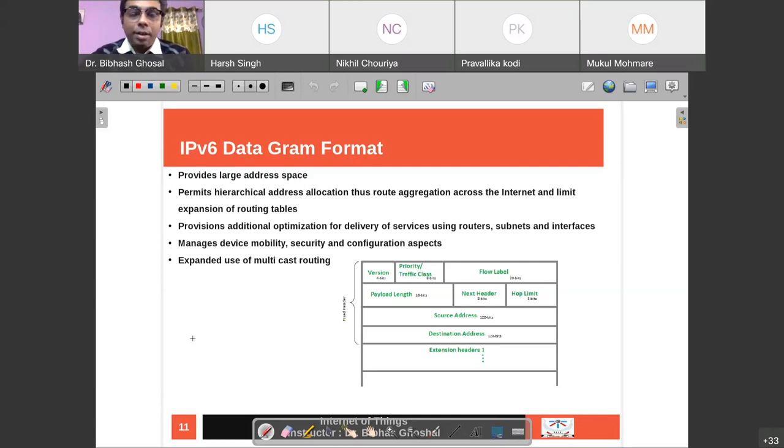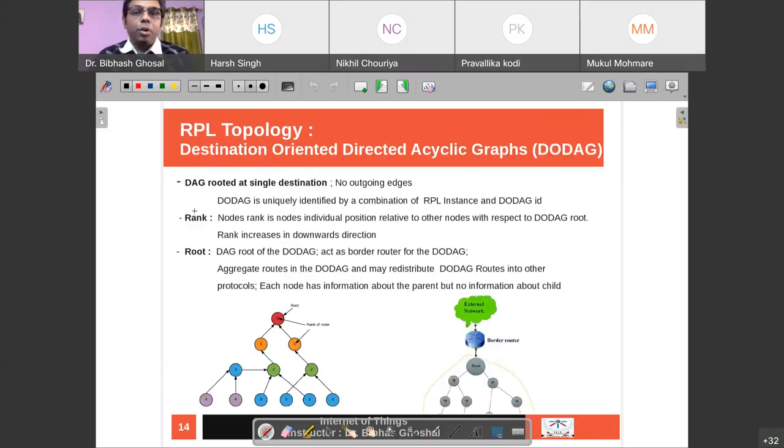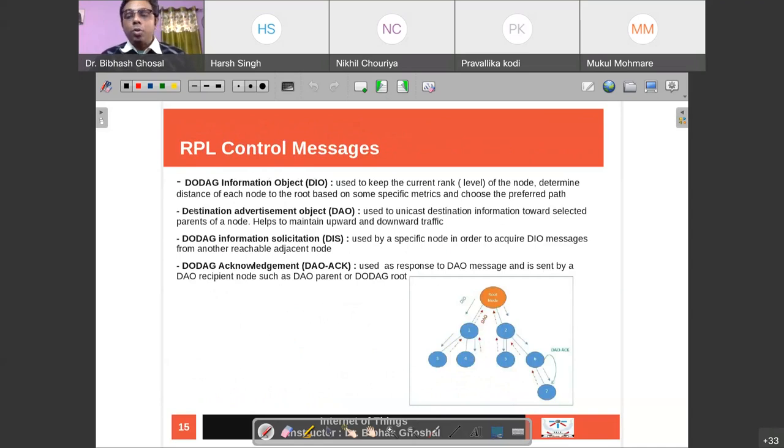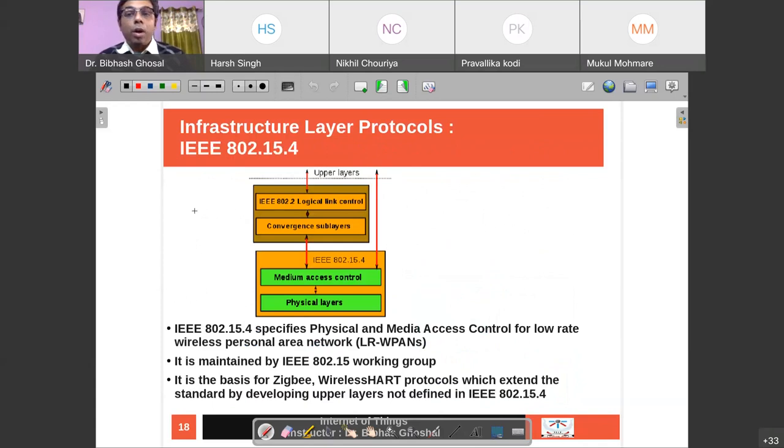So it is a good, large address space, but there are a few challenges while using these IPv6 packets. The primary problem, as we've already discussed, is how to ensure that these IPv6 packets can communicate between devices which are constrained devices. This is one of the biggest challenges. And we saw that one way to handle this problem is to come up with a very robust topology, and there have been topologies which have been proposed.